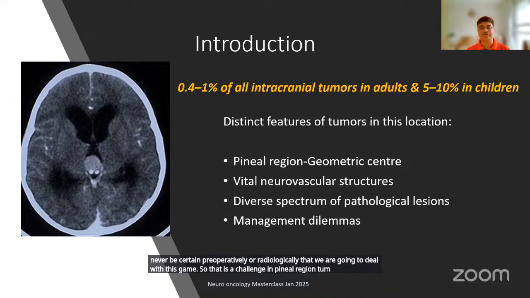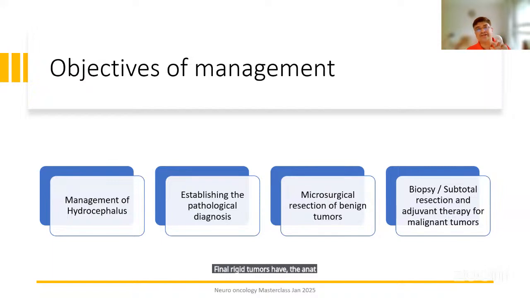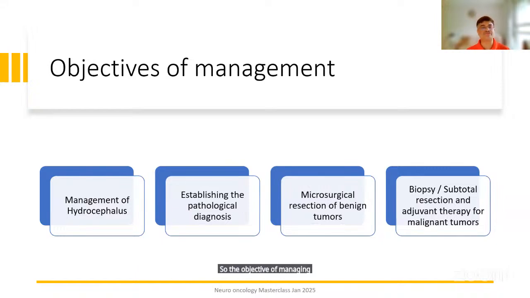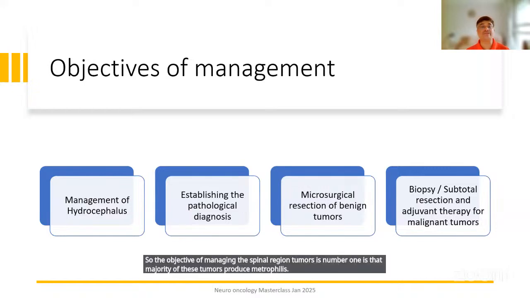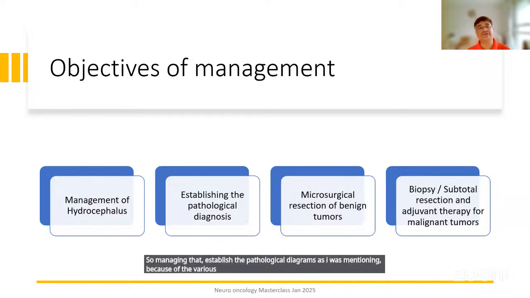The anatomy of the pineal region is quite distinct, in that it's surrounded by the venous structures, the deeper structures, the brainstem. So it's a very, very complex anatomy. The objective of managing these pineal region tumors, number one, is that the majority of these tumors produce hydrocephalus. So managing that, and establishing the pathological diagnosis, as I was mentioning, because of the various pathological lesions here, one needs to be very certain of the lesion before we contemplate further treatment.